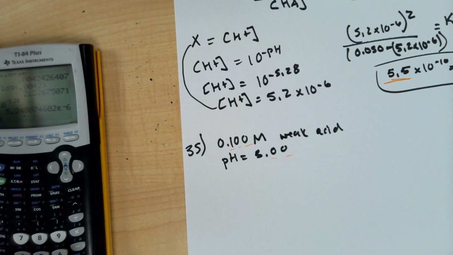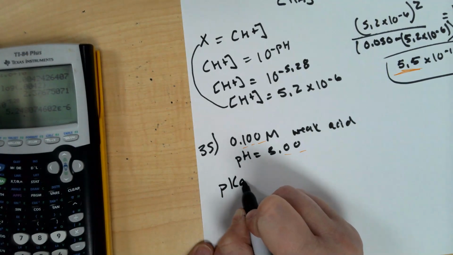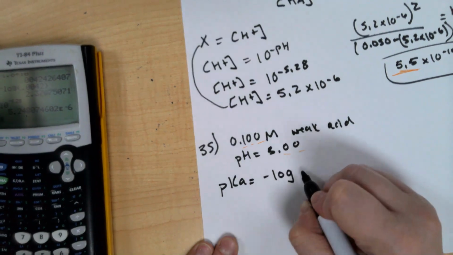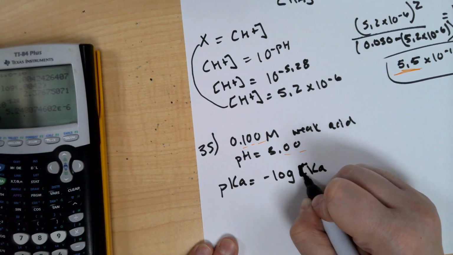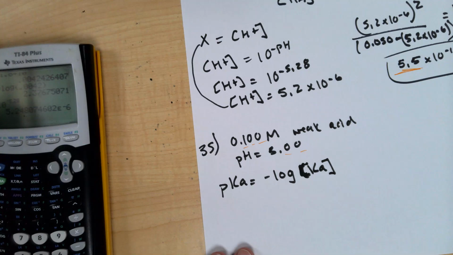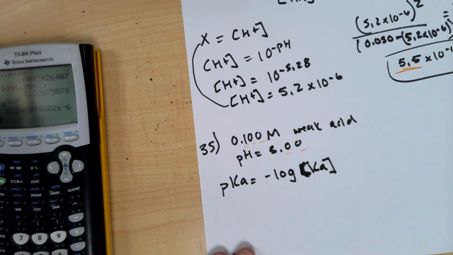It's asking, what is the pKa of this acid? So we can't get a pKa until we know the Ka, because the pKa is the negative logarithm of whatever your Ka is. Oops, it's the Ka at equilibrium technically. So we have to know what Ka is before we can plug it into the pKa formula.